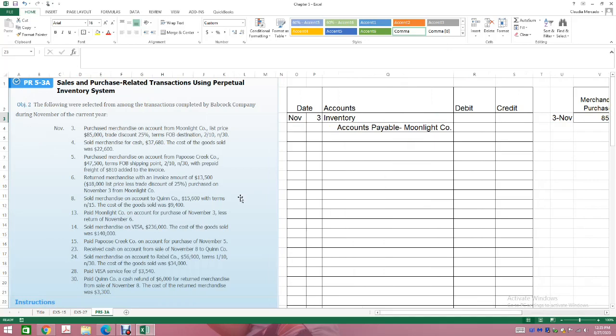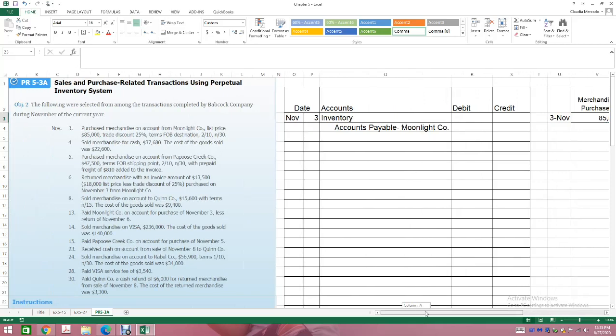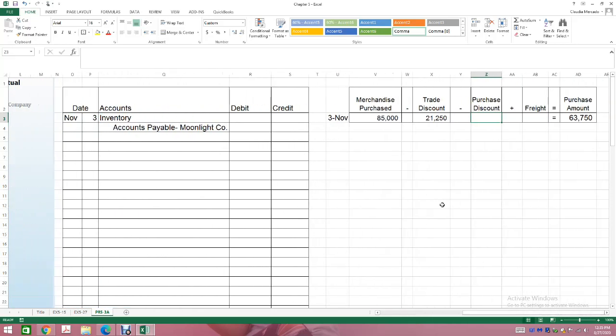The problem says that if you pay within 10 days, you'll get a 2% discount. When we're booking these entries, we have to acknowledge and assume that that discount is going to be taken. Okay, so we have to record that 2% discount.